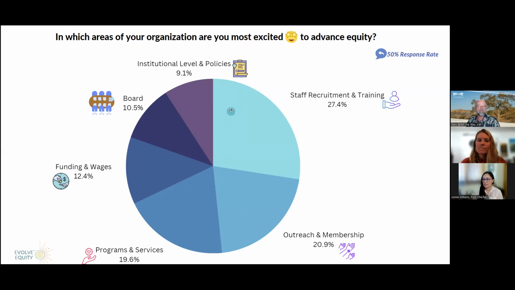And this biggest one here, it's 27%, is staff recruitment and training. And so in our group, we talked about this is where the comfort is, right? Doing training, staff recruitment, and then it's like, great, we have a diverse staff, we're done, or we've done our once-a-year training, we're done.